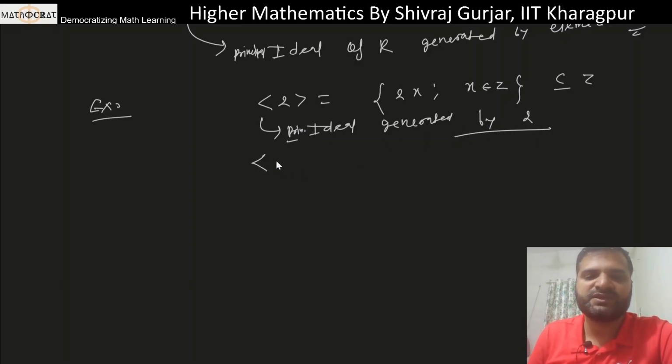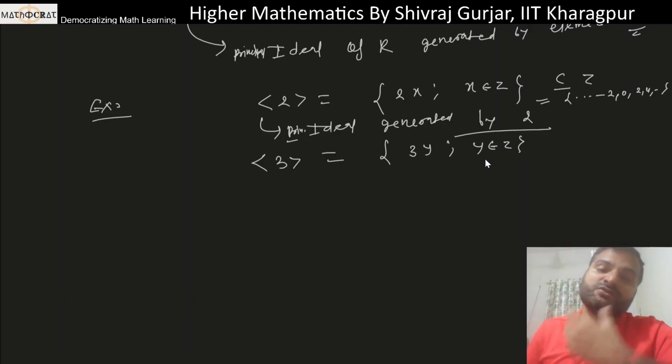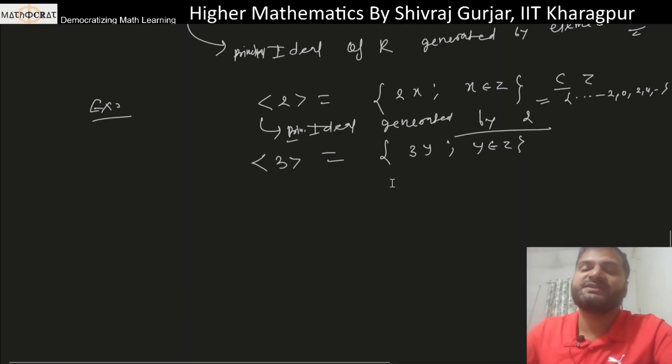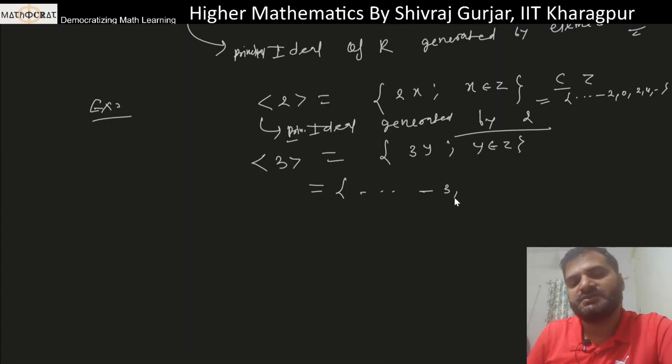In the same way we can write 3 as well. If we write it in a distributed form, we can write it like this: -2, 0, 2, 4 and so on. Then 3 will be 3y where y belongs to Z. This is also a principal ideal of Z generated by element 3, or this can be written as -3, 0, 3, 6, 9 and so on.